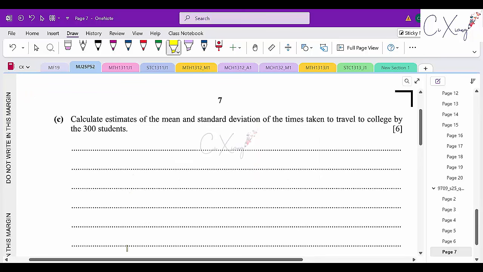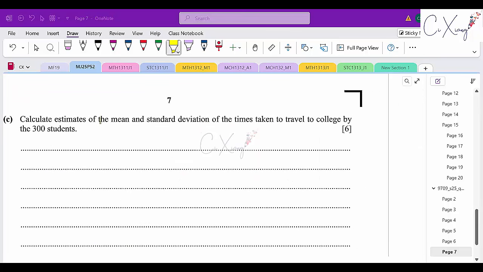For part C, they want us to estimate the mean and also the standard deviation of the time taken to travel to college by the 300 students. Okay, so we have to calculate the mean and also the standard deviation.